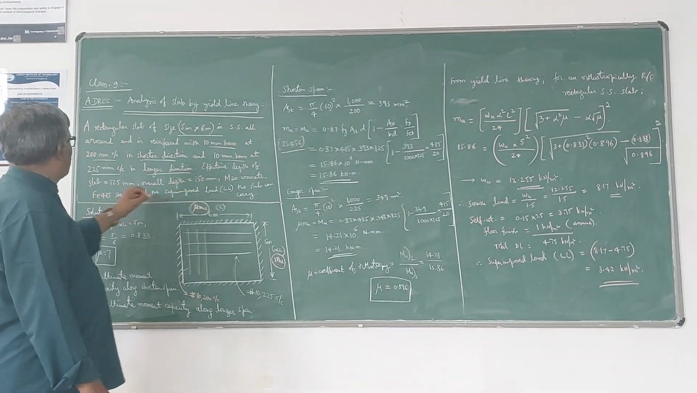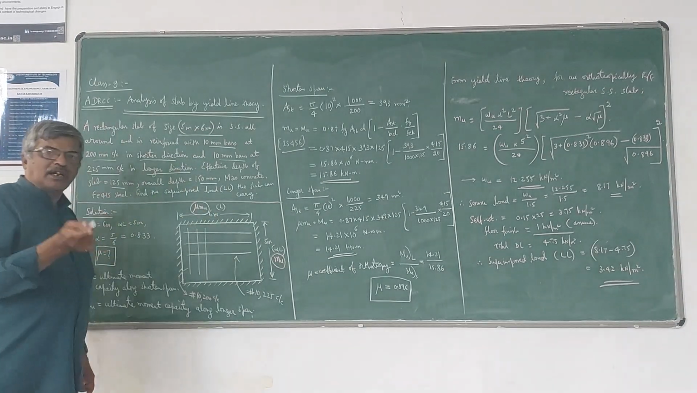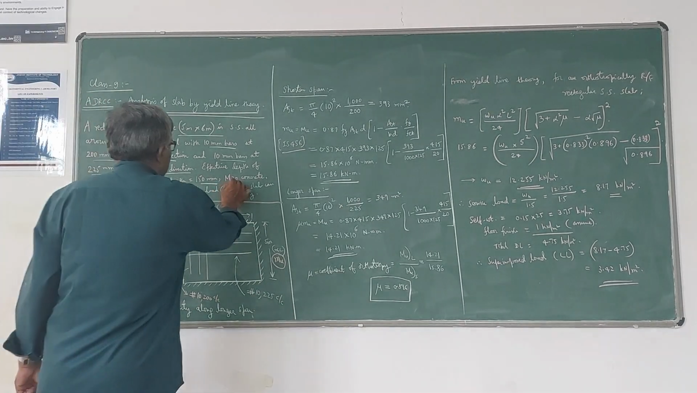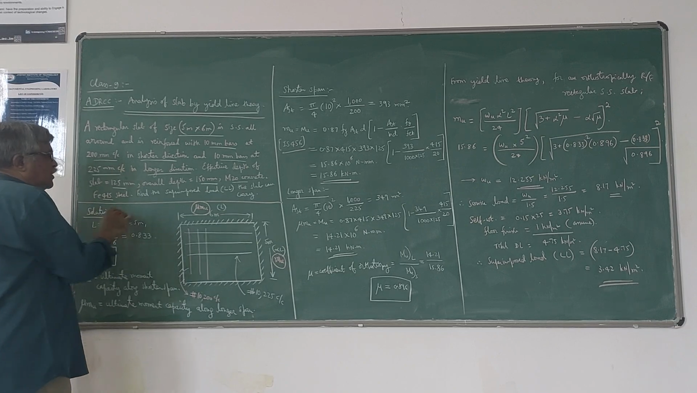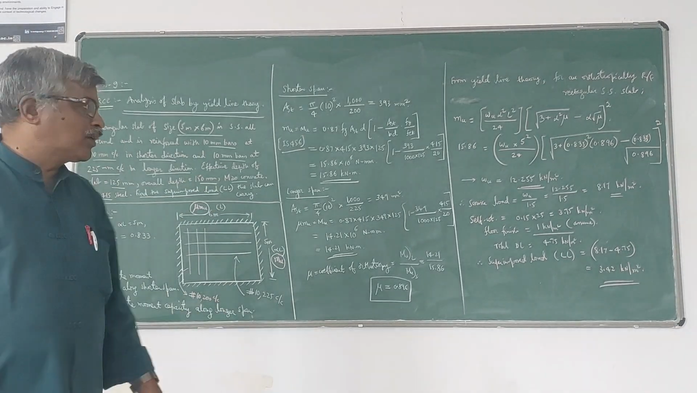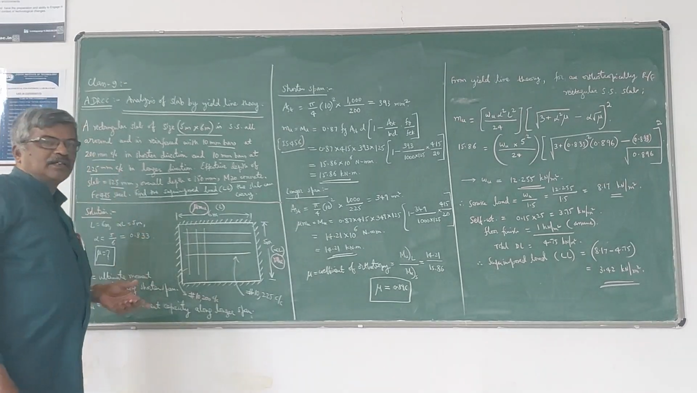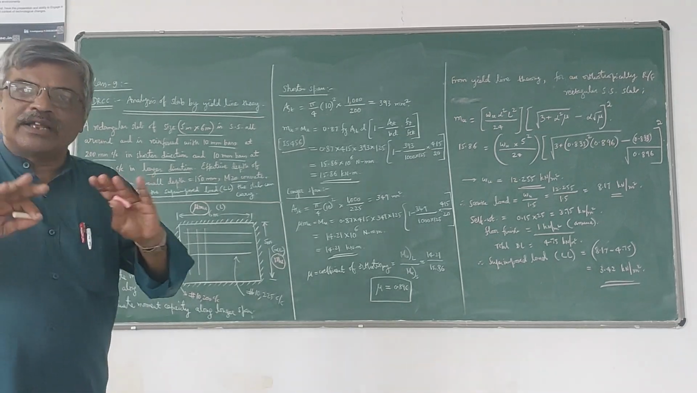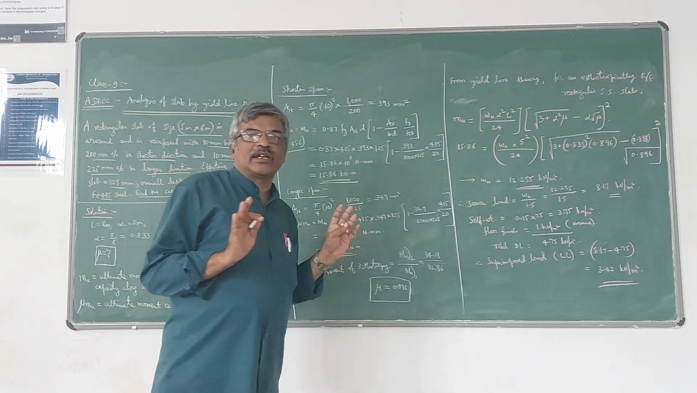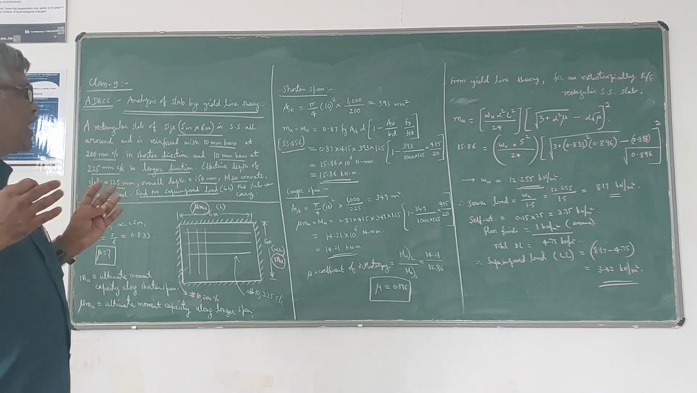The effective depth of the slab is given as 125 mm, overall depth 150 mm. That means effective cover is 150 minus 125, 25 mm. Grade of concrete is M20 and grade of steel is Fe 415. The question is, find the superimposed load, that is live load, that can be applied on the slab. This is an analysis type of problem. The slab is already there and reinforcement details are available, so you have to calculate according to yield line theory how much live load the slab can carry.